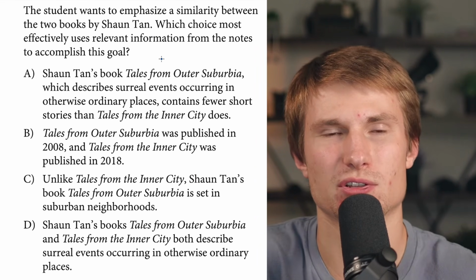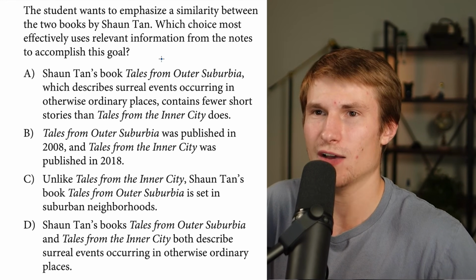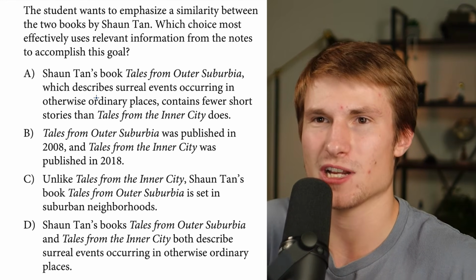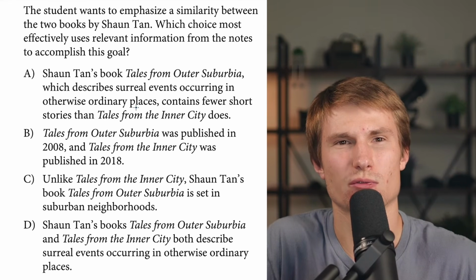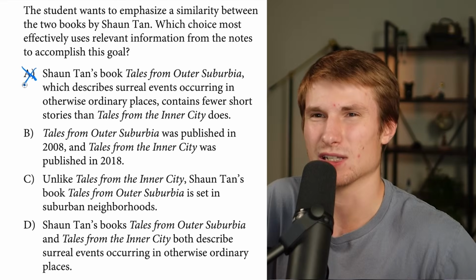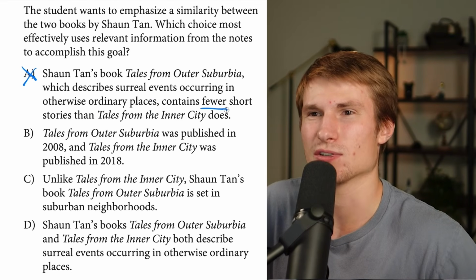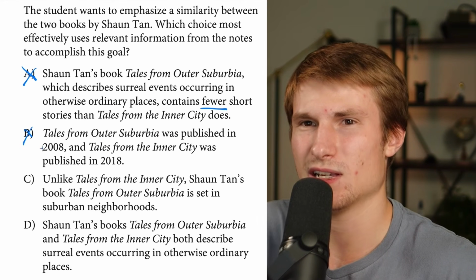So similarity between the two books, basically that they both have short stories. First one 15, second one 25, one from suburbia, one from urban. We have option A, Xuan Tan's book from Suburbia, which describes surreal events occurring in otherwise ordinary places, contains fewer short stories than this one. Well, that's not talking really about a similarity. It's almost trying to highlight the difference as far as the number. We got B, Tales from Outer Suburbia was published in 2008. This one's in 2018. That's not talking about the similarity.